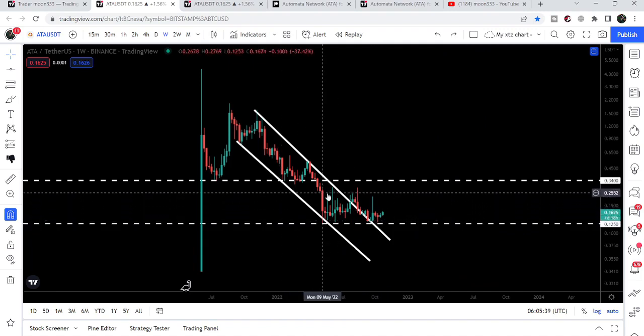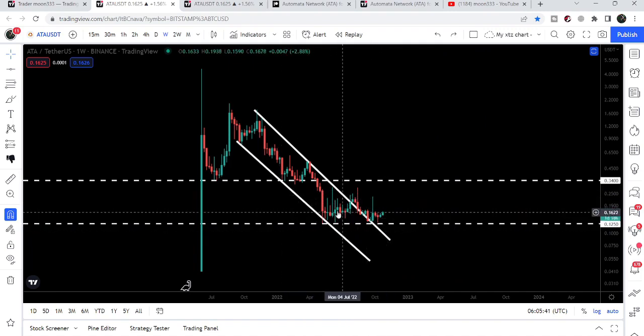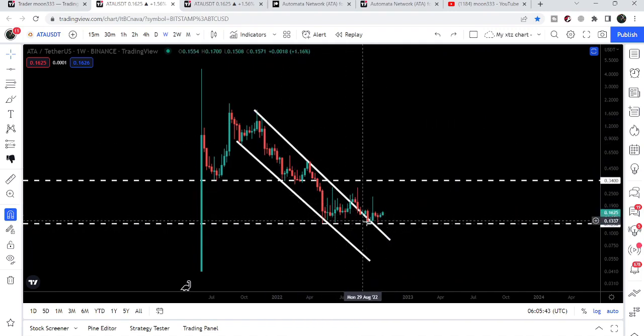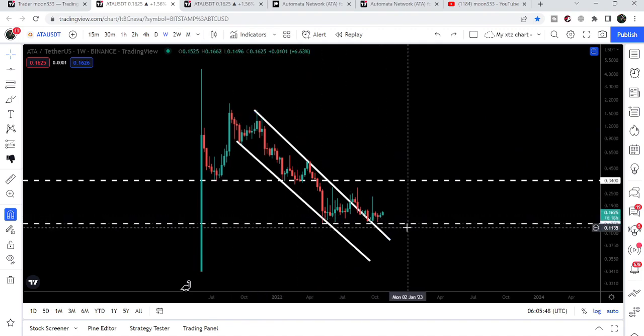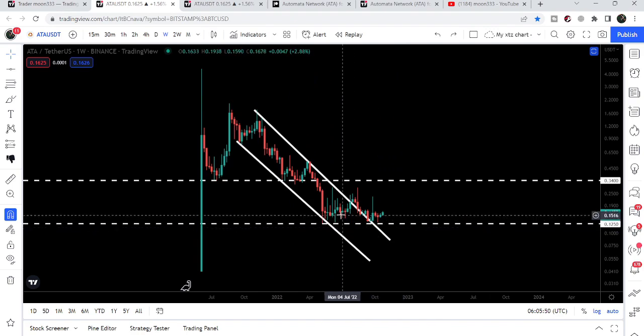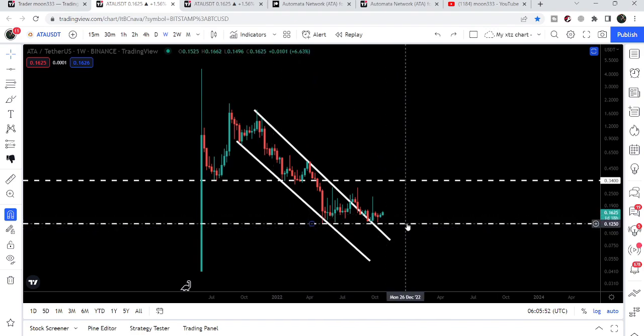For example, if the price line breaks down the support, then this previous resistance of the channel can work as a support for the price line. But so far you can see that even in the history of ATA, the price line did not break down the support of 12.5 cents. Therefore, I'm expecting that the price line will not break it down.